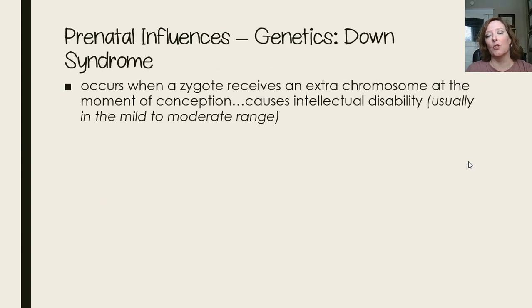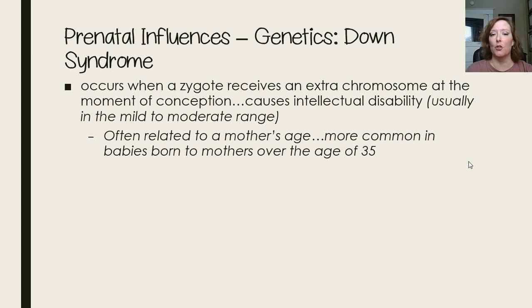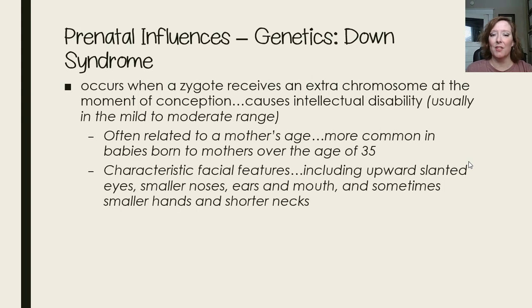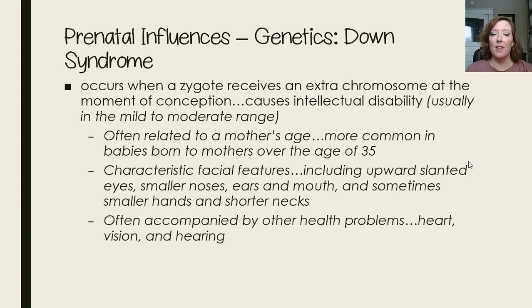Down syndrome occurs when a zygote receives an extra chromosome at the moment of conception. It causes intellectual disability, usually in the mild to moderate range. This is often related to a mother's age. It's more common in babies born to mothers over the age of 35. There are characteristic facial features, including upward slanted eyes, smaller noses, ears, and mouth, and sometimes smaller hands and shorter necks. Often, these characteristics are accompanied by other health problems like heart, vision, and hearing.